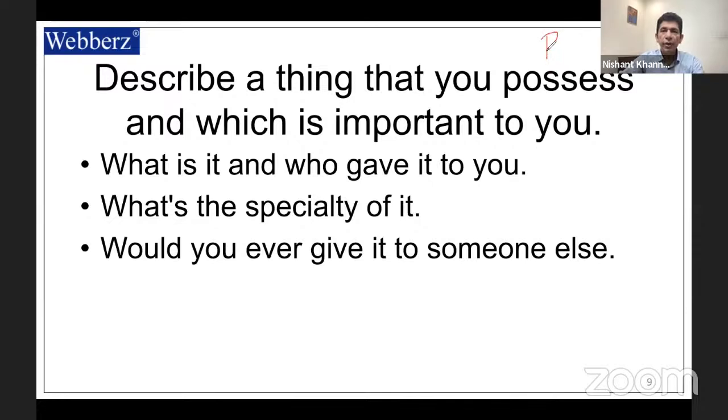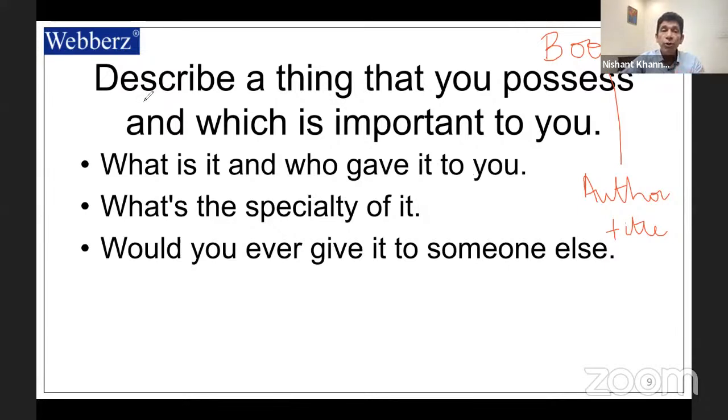Okay, a book. Now we can write so much about the book. We can define the book so much. We can talk about the author. We can talk about the title of the book. What is the book about? We can talk about other things like the size of the book, the cover of the book, the price of the book, okay? And how is it important to you?